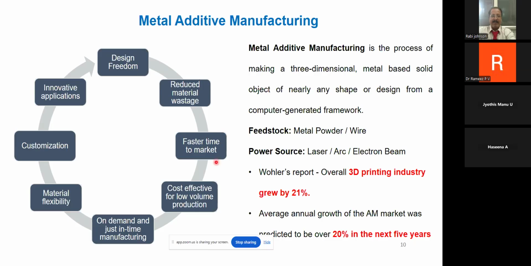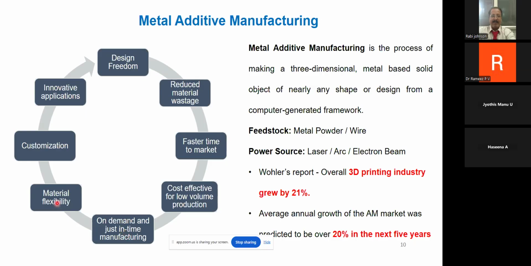to what you call stock your jigs, fixtures and other items, right? So directly you feed the material and finally you will come up with the final product. So just-in-time manufacturing is implemented in additive manufacturing.